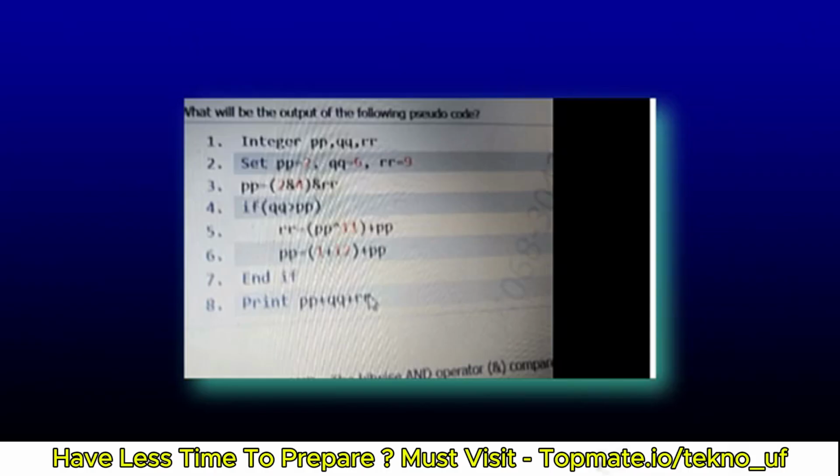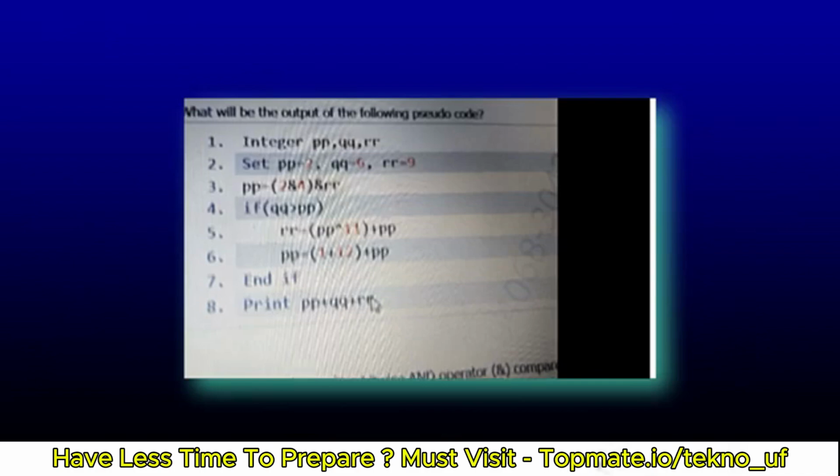Okay, so let's start with this problem. In this case, as you can see, set p is equal to 2, and q is equal to 6, r is equal to 9. And p is equal to, we are setting that to p and 4, with & for the bitwise and operator.